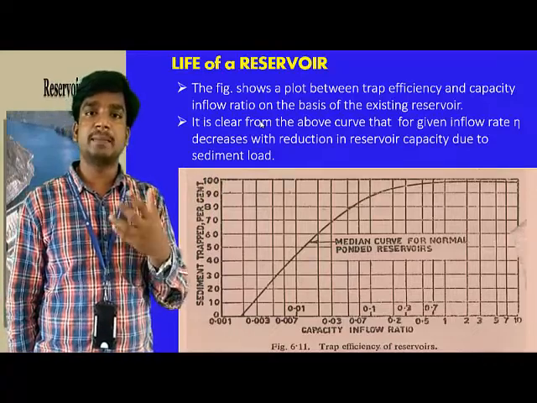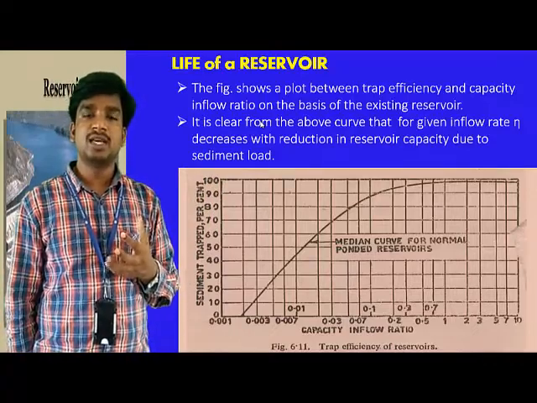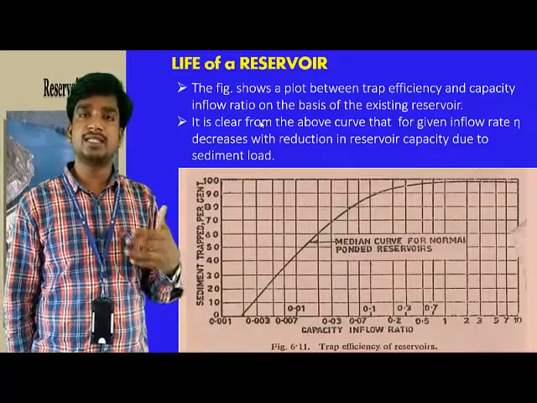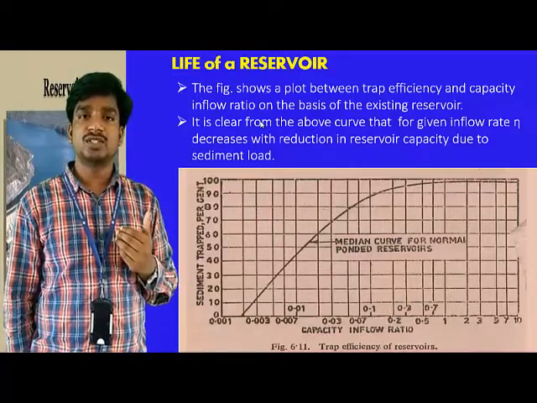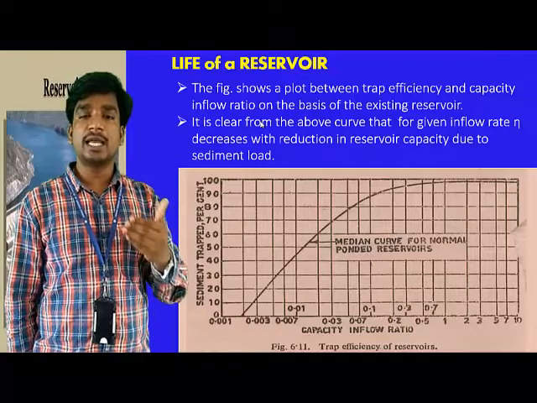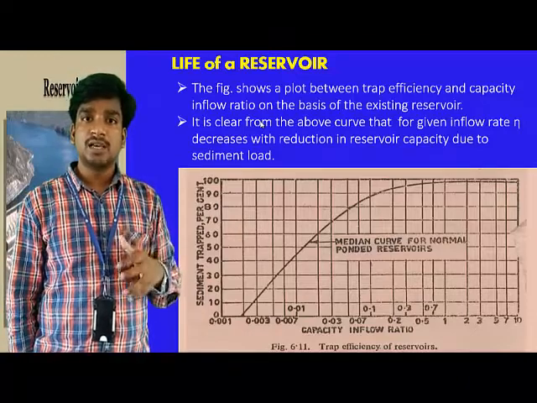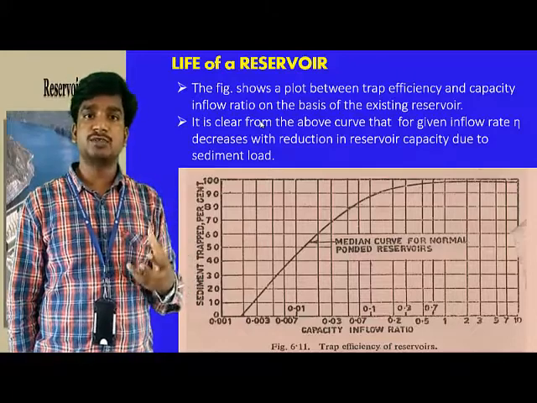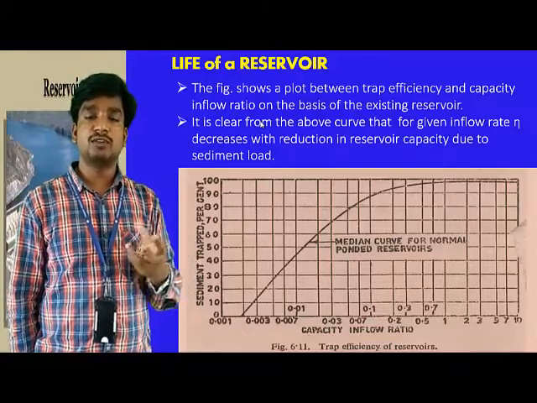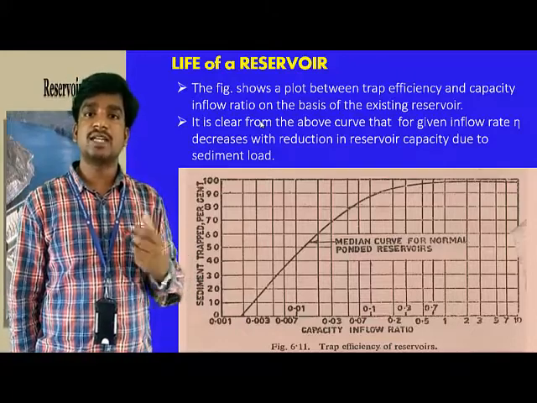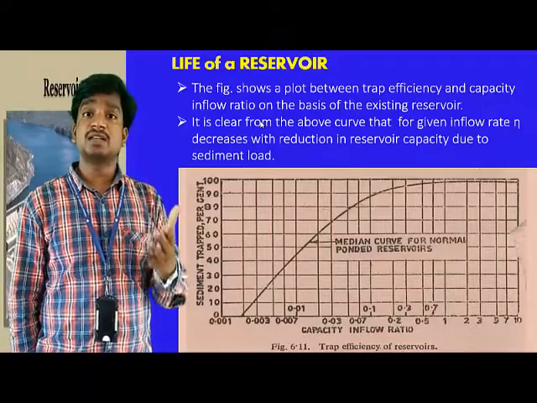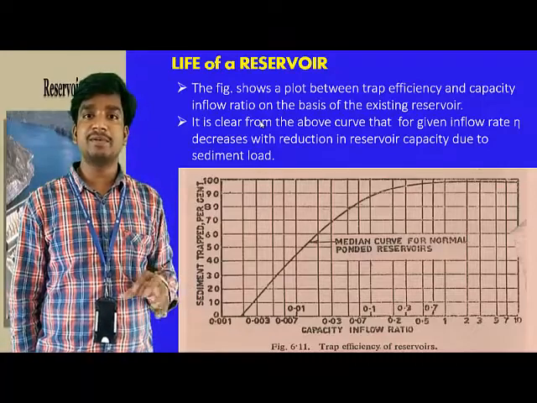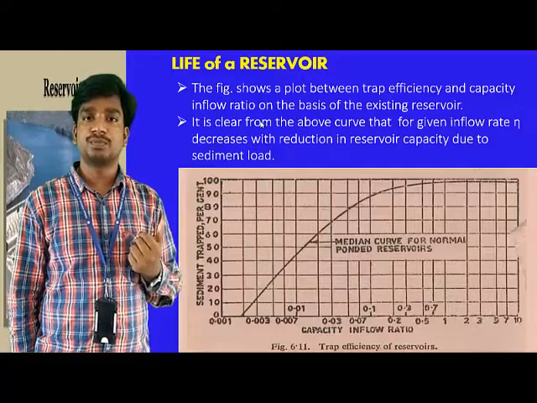Obviously, if the reservoir capacity is reduced, what happens? The trap efficiency will also decrease simultaneously. How will reservoir capacity be reduced? Because if the silt formation is more, sufficient silt has already formed in the reservoir. Because of the silt formation, the capacity of the reservoir is reduced. If the capacity of the reservoir is reduced, trap efficiency will be reduced.